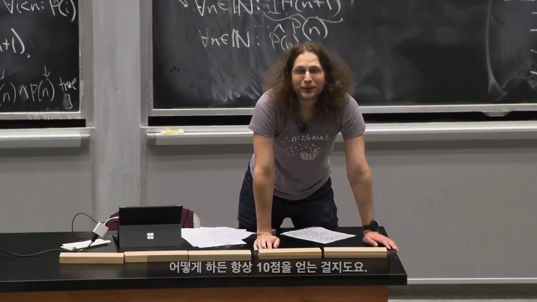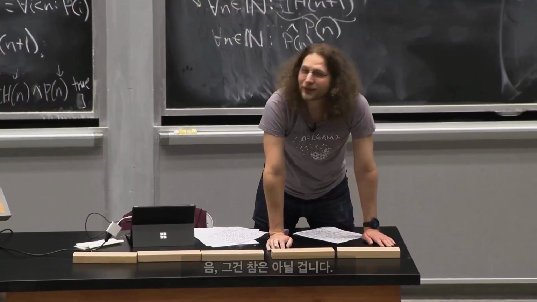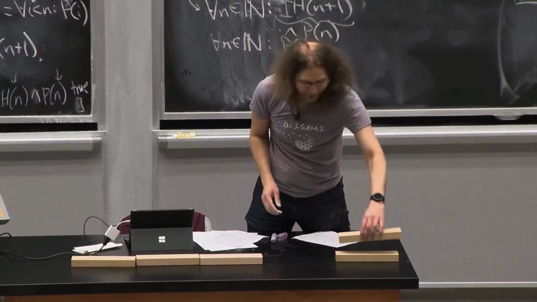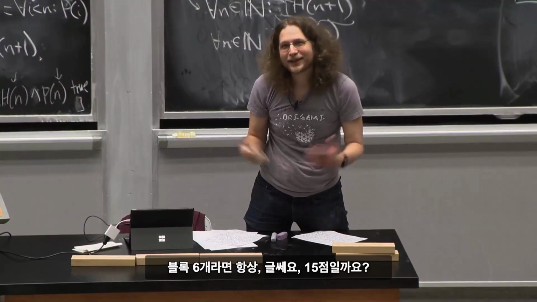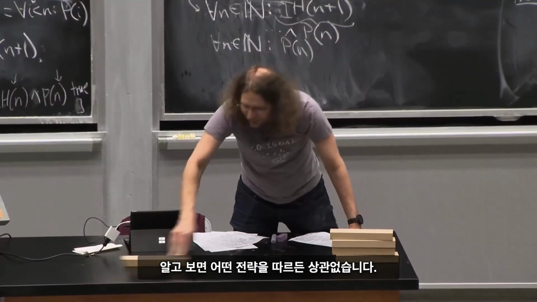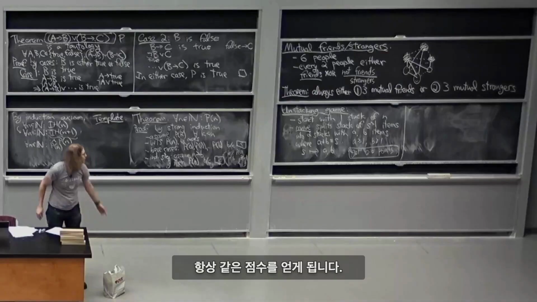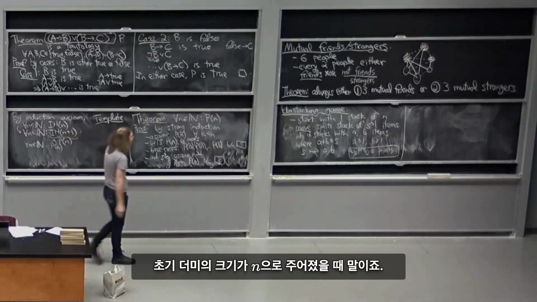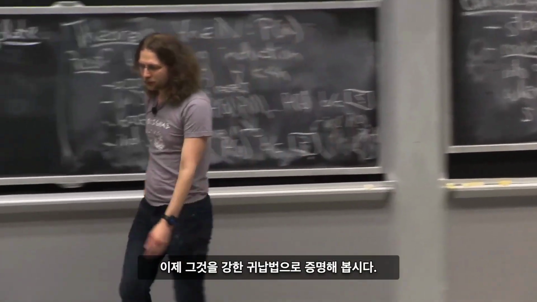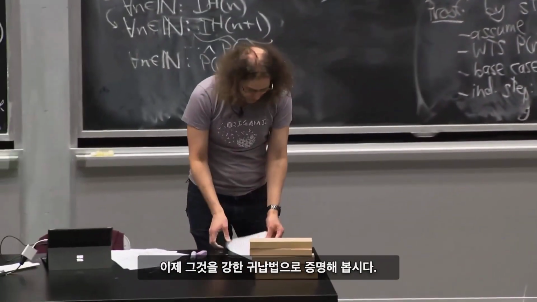Maybe there's a theorem here. Maybe no matter what I do, I get 10 points. Well, that won't be true for every game, but for 5 blocks, I will always get 10 points. For 6 blocks, I will always get 15, so some more points. It turns out it doesn't matter what strategy you follow, you always get the same number of points for a given initial stack of size n. Let's prove that with strong induction.